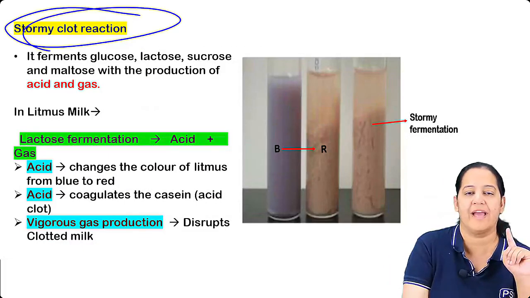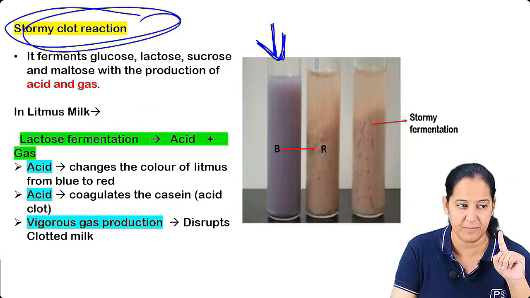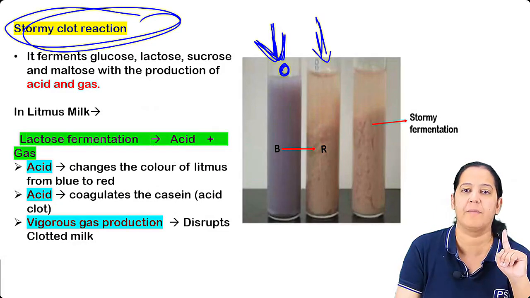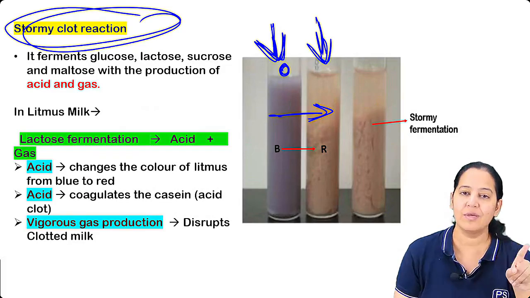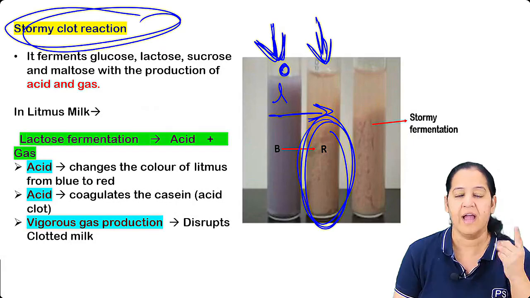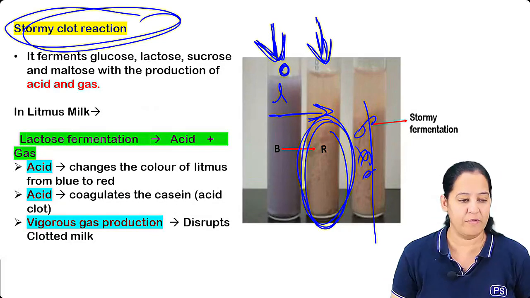Stormy clot experiment. You can see the first test tube, appreciate the blue color. You add one drop of Clostridium. As soon as you add it, appreciate the color becomes pink. The color becomes red. Blue changes to red. As soon as this was liquid, you can see it is a clot. It is like curd. And you can see the curd is disrupted by the gas. You can see the bubbles. This is stormy fermentation.